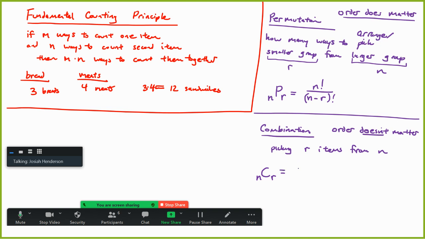It's the same as the permutation formula, except on the denominator, in the bottom, there's an extra times R factorial. It's the same formula, except there's an extra R factorial on the bottom. And because there's that extra group of numbers that it's being divided by, it basically cuts the top number smaller than it would be if it was a permutation.